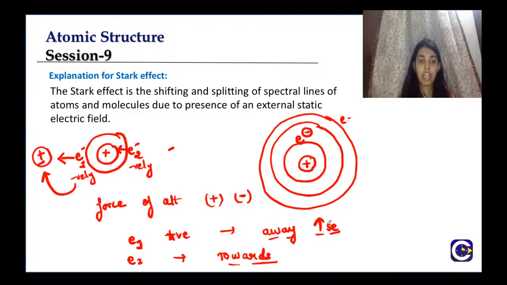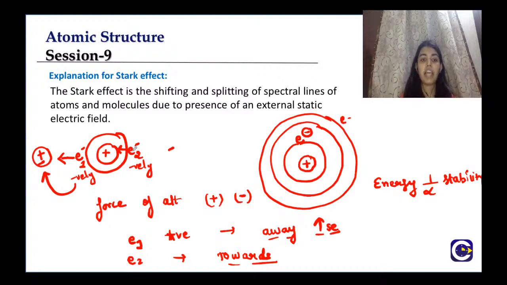While if you see the E2 electron, it is moving towards the nucleus, so it will be more stabilized and it will have lesser energy. As I already explained, energy is inversely proportional to stability, right? So the E1 electron is moving away from the nucleus, so it will have greater energy and lesser stability, while the E2 electron is moving towards the nucleus, therefore it is having less energy, right? So now the electrons are differing in energy due to their position.